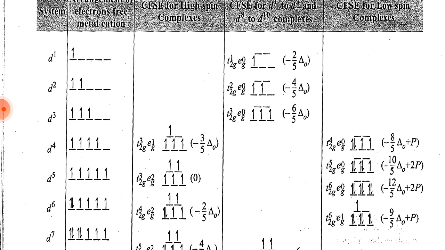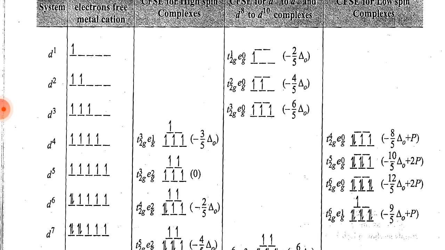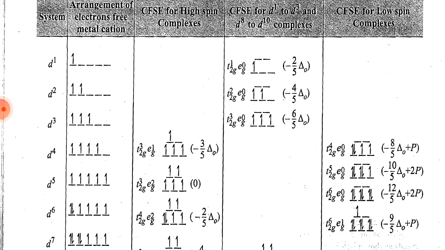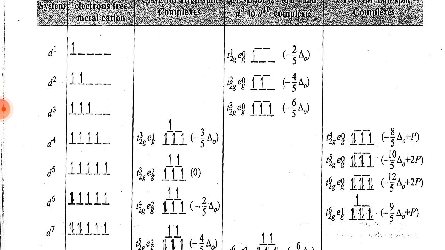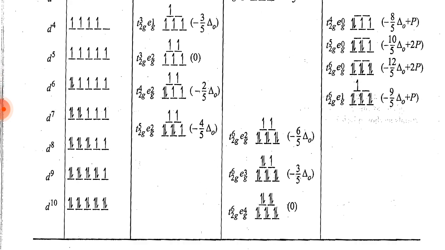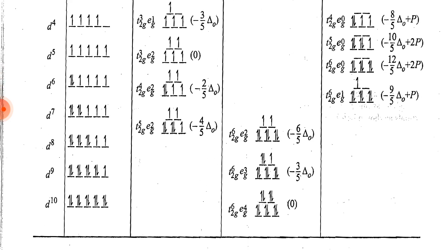Then d3, 3 electrons. t2g3 eg0, 3 electrons present, minus 6 upon 5 delta 0. So high spin complex and low spin complex are not present separately. Then d4, 4 electrons present, t2g3 eg1. So 3 electrons are present in t2g, 1 electron present in eg. So the value will be minus 3 upon 5 delta 0.